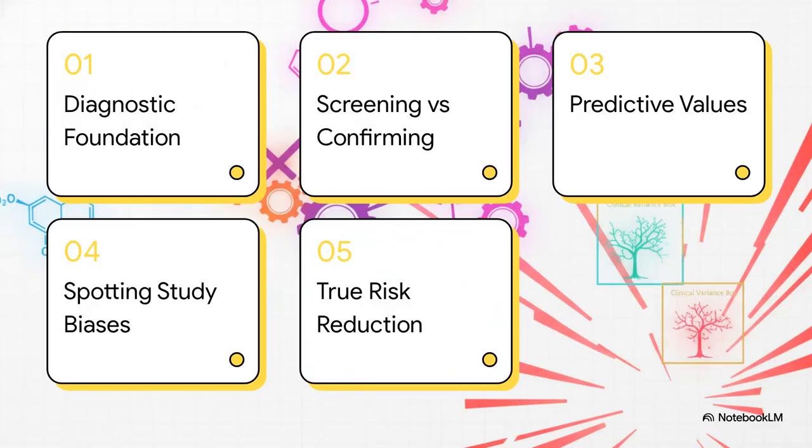So here's our roadmap for today. We'll start with the foundation of diagnosis, then look at screening versus confirming tests. After that, we'll dive into predictive values in practice, how to spot common study biases, and finally, we'll wrap up by calculating true risk reduction.